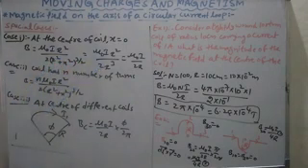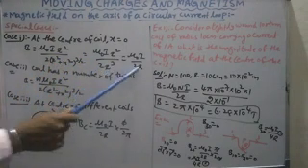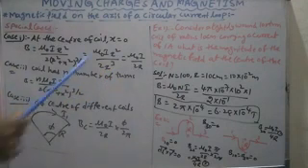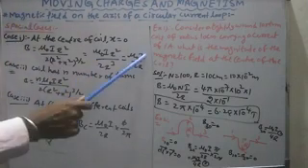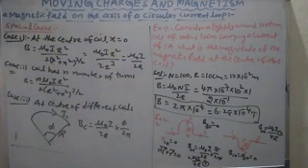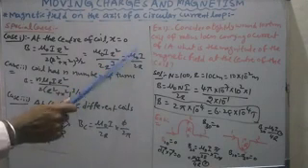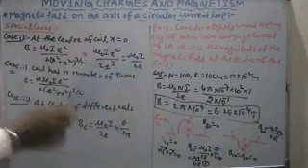R square by r cube means r by r. Then mu naught I by 2r. The magnetic field of the current carrying coil at the center is mu naught I by 2r. Very important. Mu naught is the magnetic permeability, I is the current flowing through it, and r is the radius of the coil.